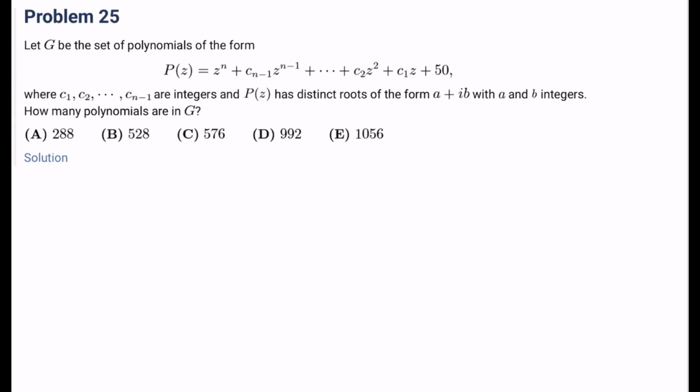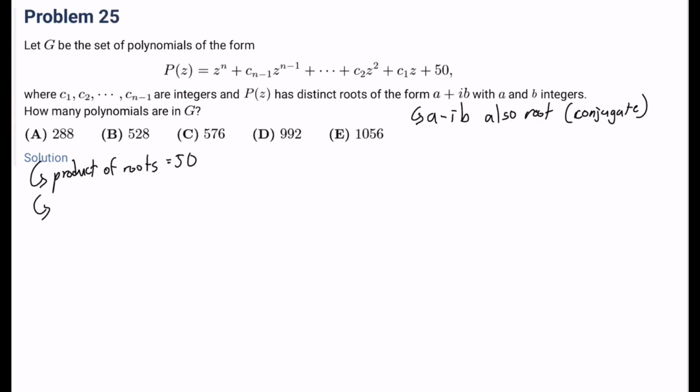Okay, so the first thing that we can see is that if b is not 0, then since all the coefficients are real, that means that a minus ib, its conjugate, is also a root. And the next thing that we have to see is that for P(z), the product of roots has to be 50. This means that P(z) can be factored, if we have a plus ib and a minus ib, into z minus a minus ib and z minus a plus ib.